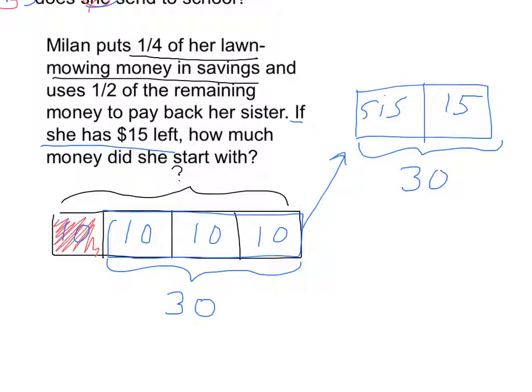But let's remember what they're asking us. How much money did she start with? This whole amount, this question mark. How much is all of her money? Well, 10 plus 10 plus 10 plus 10 equals $40. She started with $40. Okay.